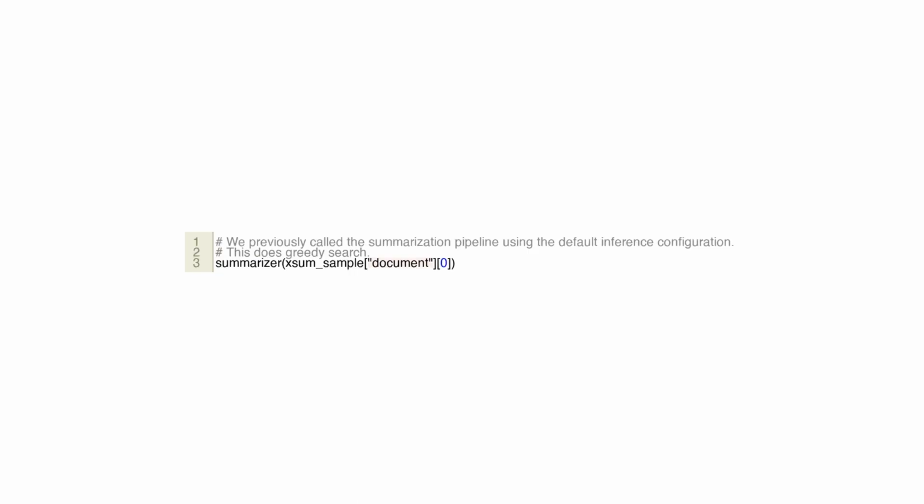This code calls the summarization pipeline from Hugging Face's language model library, which allows for the generation of summaries from input text. The input text is fetched from the first document in a dataset called XSum sample. The default inference configuration is used, which refers to the settings and parameters that are used during the inference process or the generation of summaries. In this case, the code uses a method called greedy search, which is a process for generating text that involves selecting the next token with the highest probability in each step. The summarizer function then takes the first document as input and generates a summary from it.